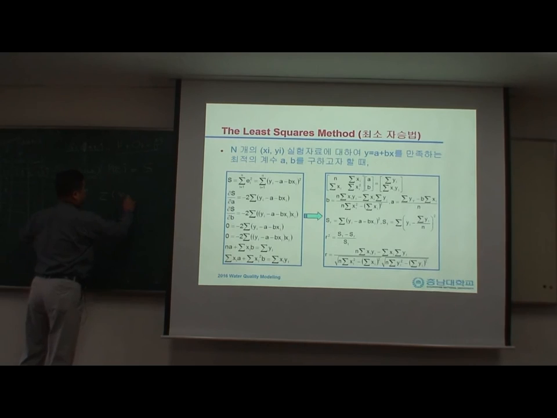Sigma of y_i minus a minus b x_i is sigma y_i minus sigma a minus sigma b x_i, right? And this one means a plus a plus a, n times, so it's n times a. And this one is just minus b times sigma x_i. Since I know x_i, the summation of everything here is sigma x_i. Here, sigma y_i, I can just add it up.